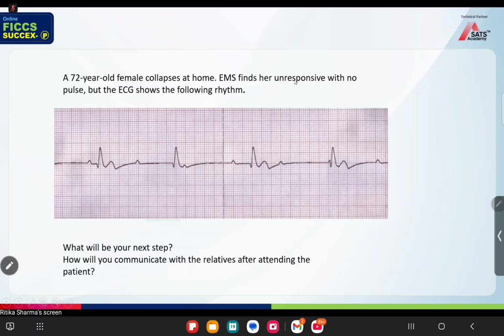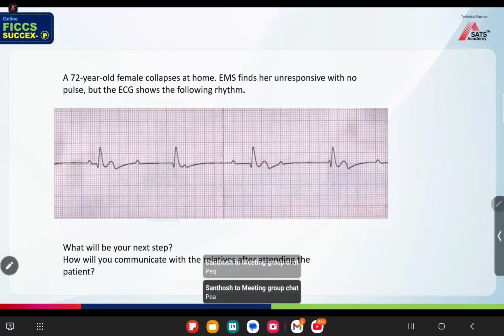So what is here mentioned? EMS finds her unresponsive with no pulse, maybe the ECG is showing pulseless electrical activity. Exactly. So the next step will be to start her with CPR according to BCLS protocol.